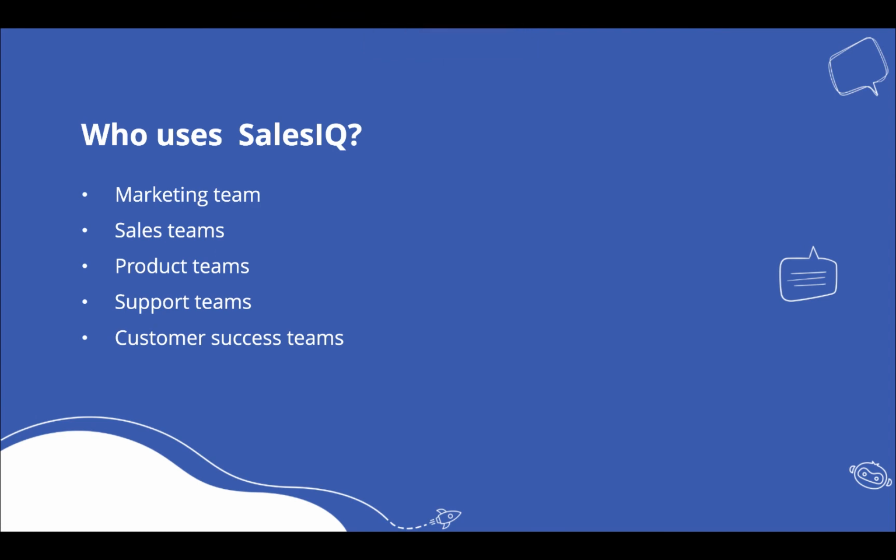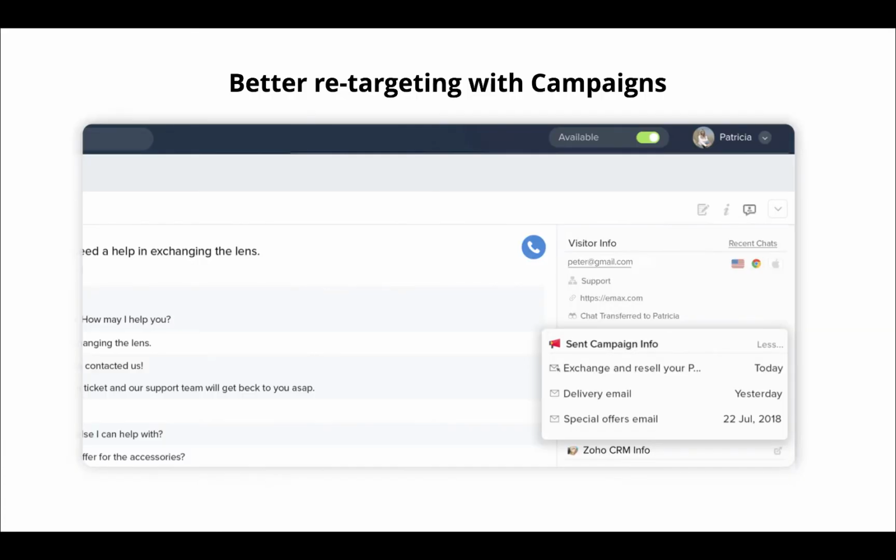So teams basically use SalesIQ to drive their sales, to target their customers better, and to offer instant support, etc. So with respect to marketing teams, they use it for better retargeting with campaigns. So they capture prospective customers, they bring them into the funnel and convert them to potential leads eventually. They send the right messages to the right customers at the right time based on customers' website demographics. And with campaign information like the previous campaigns that you sent out and the actions that have been performed from the campaigns, you can converse with your visitors more effectively.